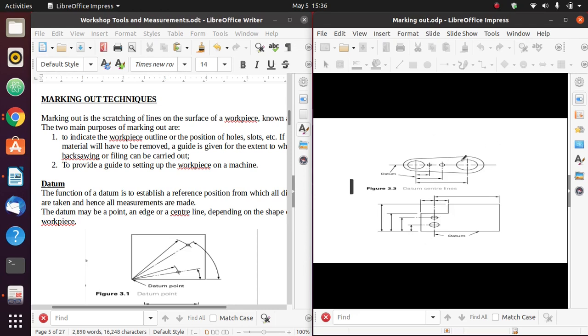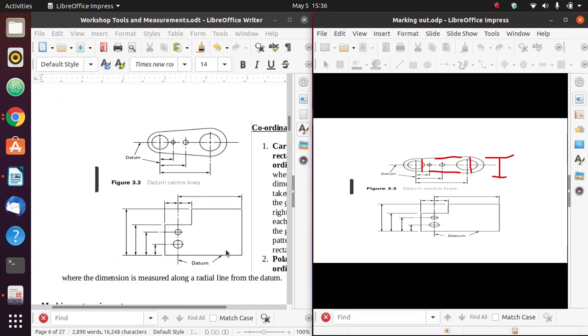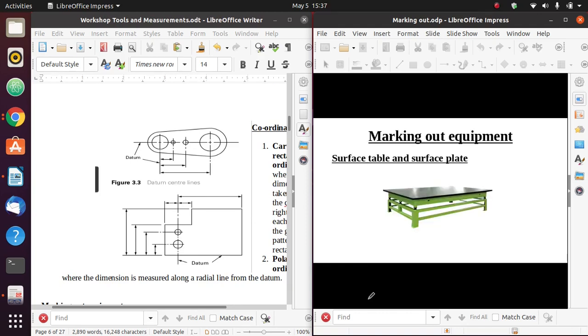Kama hii siwezi chukua the edge as the datum kwa sababu this side and this side, the length will differ. I mean, the distance between these 2 points will differ kwa sababu the distance from that point to that point is different than the distance from that point to that point. So depending on the shape of the workpiece, it will determine the type of datum that I'll use.